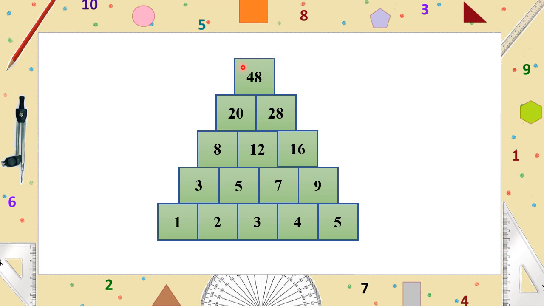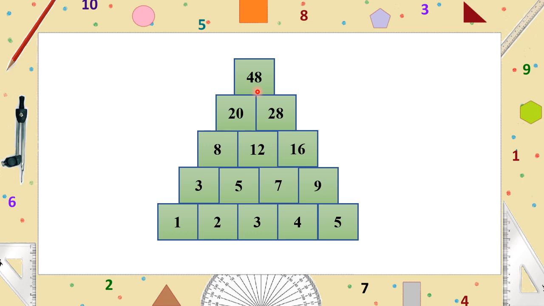Is 48 4 times 3? What is 4 times 3? We all know that 4 times 3 is 12, not 48. So, in this 5-layered pyramid, the previous relation does not exist. That means 48 is not 4 times 3. But can you find any other relationship between 3 and 48?